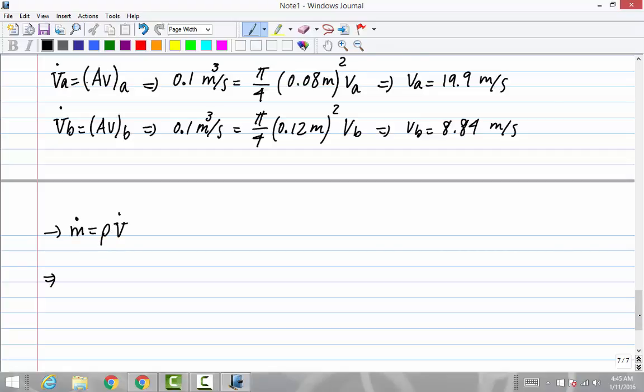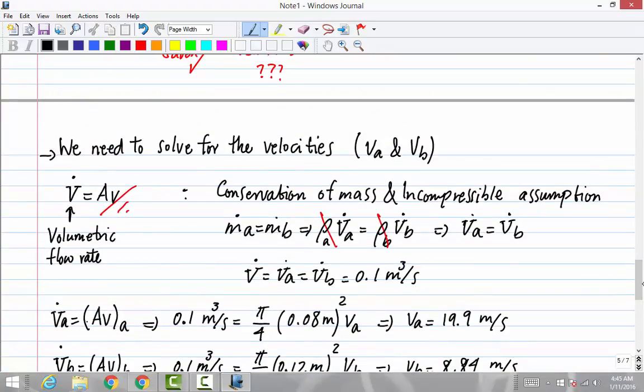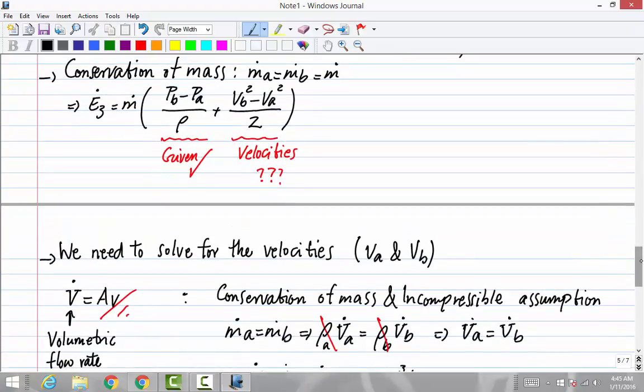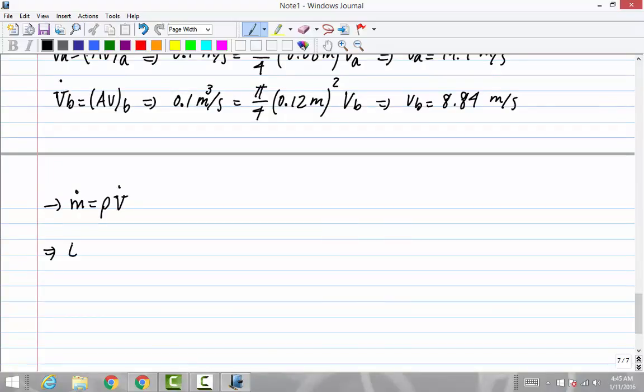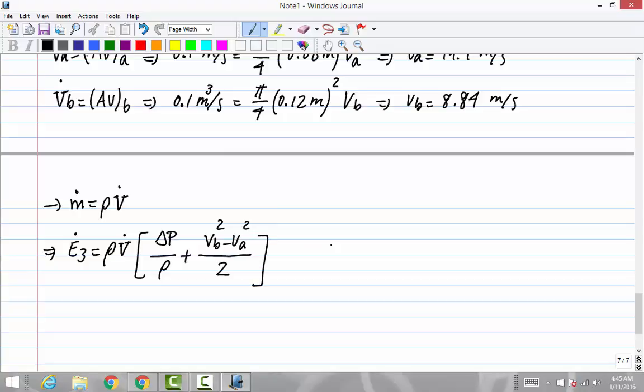And I know that m dot equals rho V dot. So once again, if I check back my equation up there, I can say that, okay, m dot I know, and then substitute everything there, right? So I'm gonna solve this equation, which is rho V dot times the change in pressure divided by density, plus the difference between velocity squares at the outlet and inlet divided by 2, and it's given that delta P is 500 kPa, kilopascal.